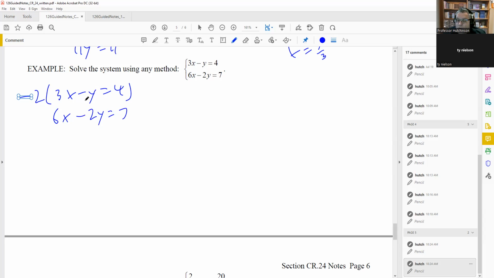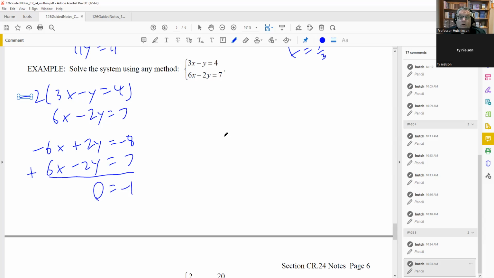Okay, so I'm just going to do that. Negative 6x plus 2y equals negative 8. And I have 6x minus 2y equals 7. I don't need to do anything with that one. Add it together, and I get 0 equals negative 1. Now, 0 equals negative 1 is not a true statement.